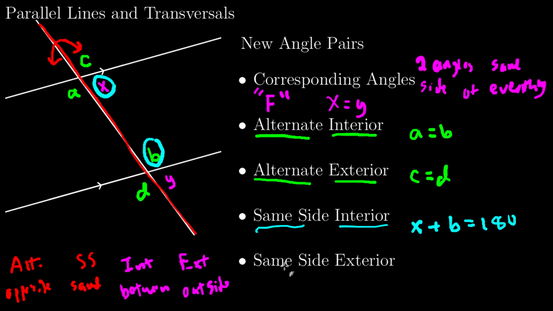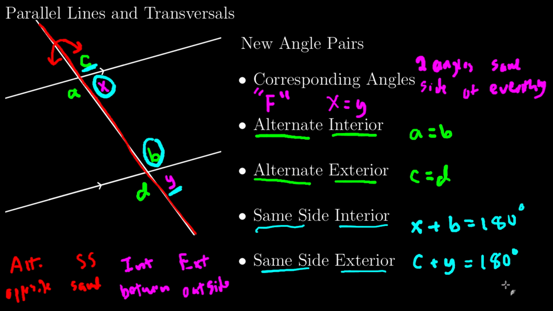The final one, same side exterior. Let's see, I have C out here, I have Y out here, so same side of the transversal. It could either be both on the right or both on the left. In this case, both are on the right, and they're both outside of the parallel lines. I can see that the angles are not the same. C is obtuse, Y is acute, but because the lines are parallel, they will add up to 180 degrees. So I will have C plus Y equal to 180 degrees.